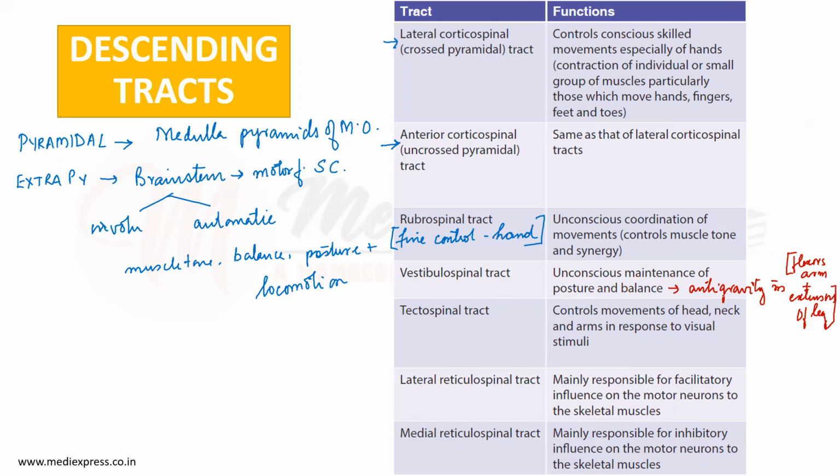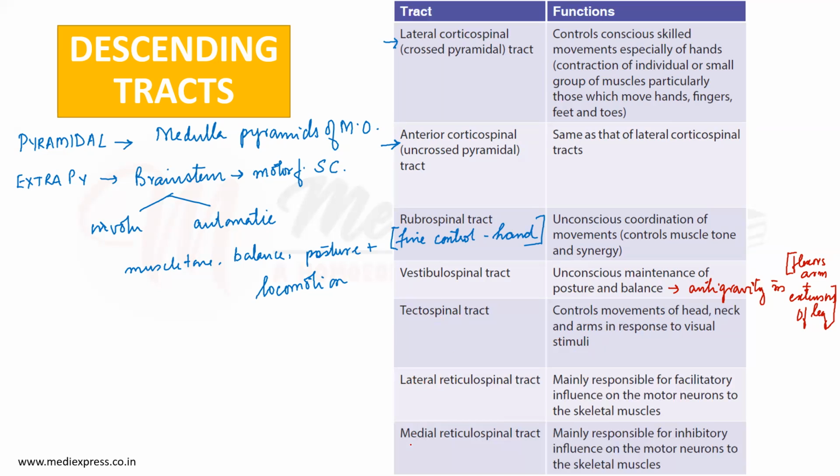Okay, now next coming to the tectospinal tract. This tectospinal tract will actually help in the coordination of the movements of the head in relation to visual stimuli. So it controls movements of the head, neck, and the arms in response to visual stimuli. Okay, visual stimuli. Now coming to the reticulospinal tract, they are having two.